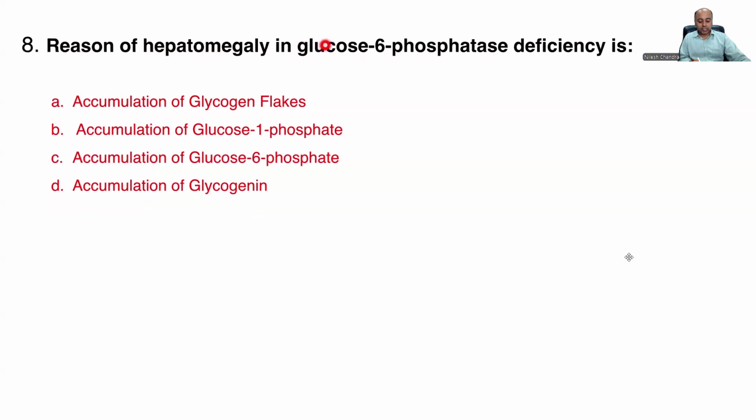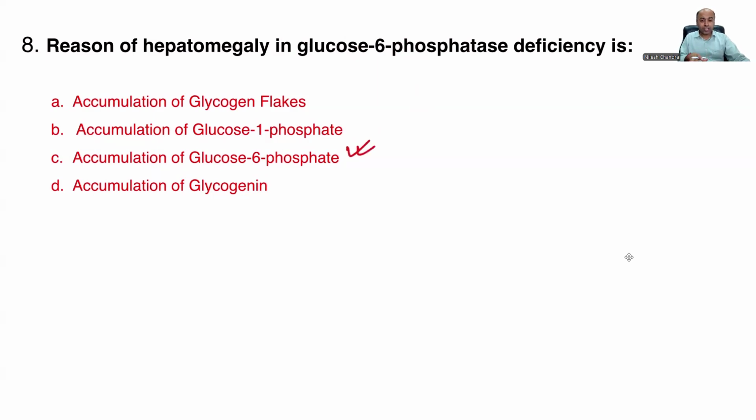The reason for hepatomegaly in glucose 6 phosphatase deficiency is: accumulation of glycogen flakes, accumulation of glucose 1 phosphate, accumulation of glucose 6 phosphate, or accumulation of glycogenin. Now, obviously, glucose 6 phosphatase is not there, so glucose 6 phosphate cannot be broken down. So, the cause for hepatomegaly is accumulation of glucose 6 phosphate.